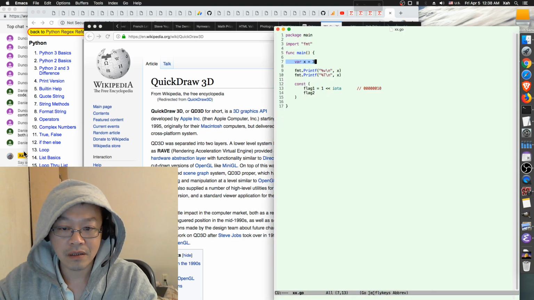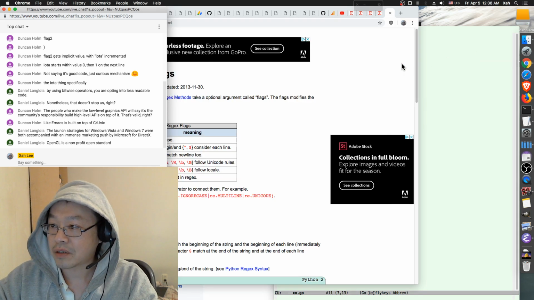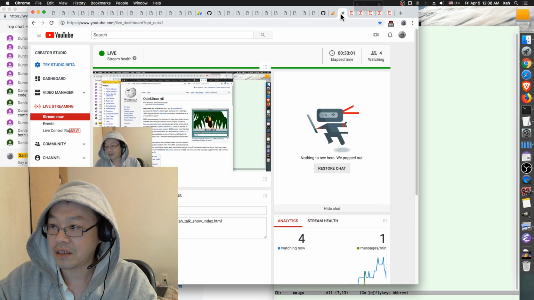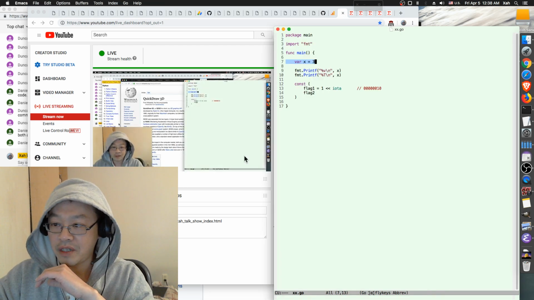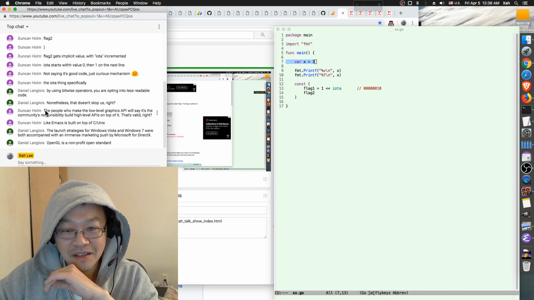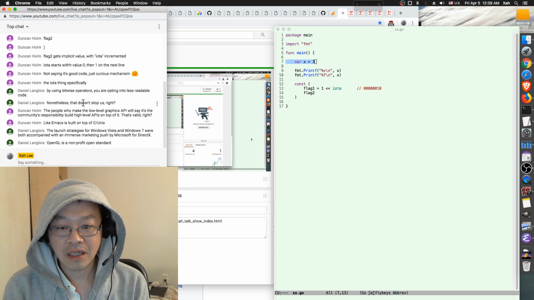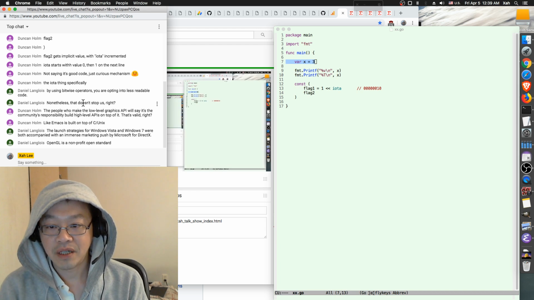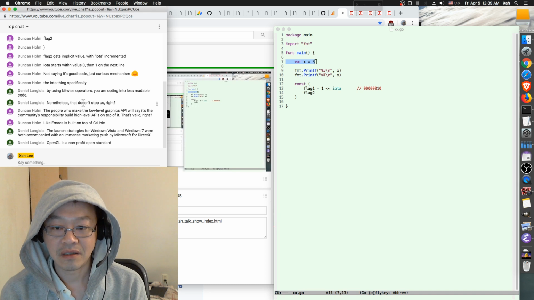Let's see. So let's read the comments a little bit. Actually, today I did good with my computer, so everything is smooth. So let's read the comments. So Danielle says, by using bitwise operators, you are opting into less readable code. Yes, exactly. Nonetheless, that doesn't stop us, right?